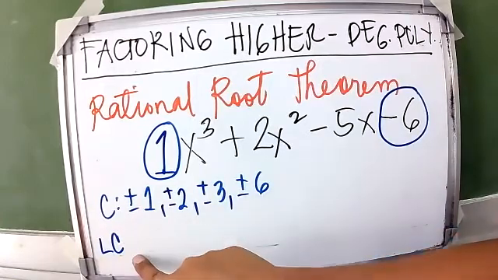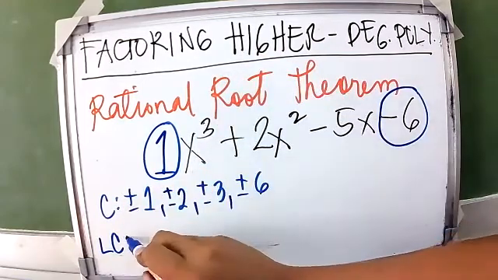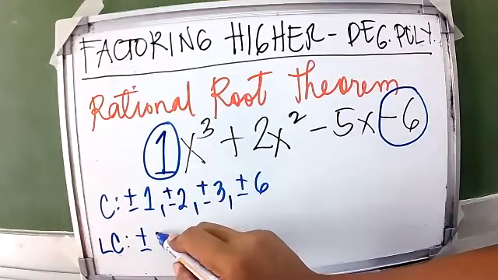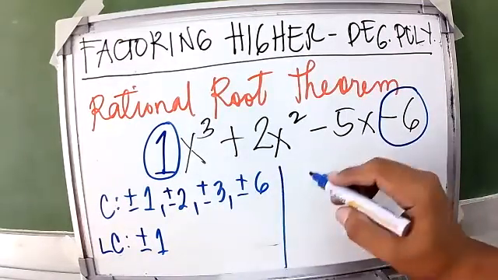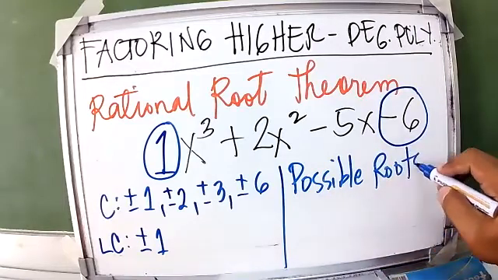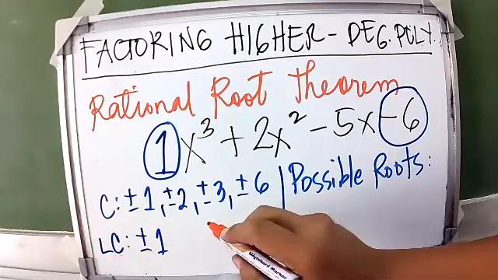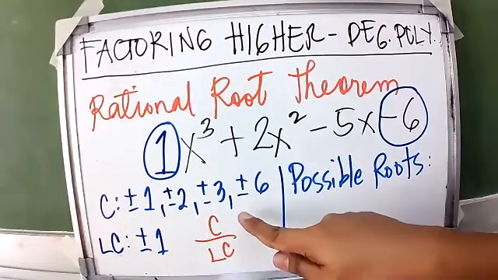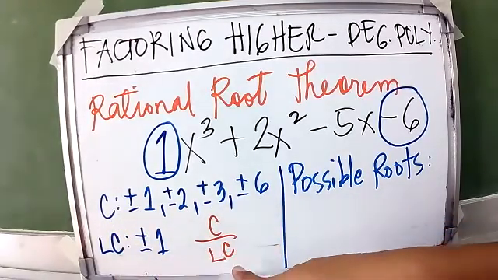Now, let's have our leading coefficient. LC. Leading coefficient means that's the coefficient of your term with the highest degree, and that's x cubed. Our leading coefficient is just 1, and the factors of 1 is positive negative 1. Okay? Now, what will we do? To get our possible roots, we just have to divide C by LC. We need to divide the factors of our constant by the factors of our leading coefficient.